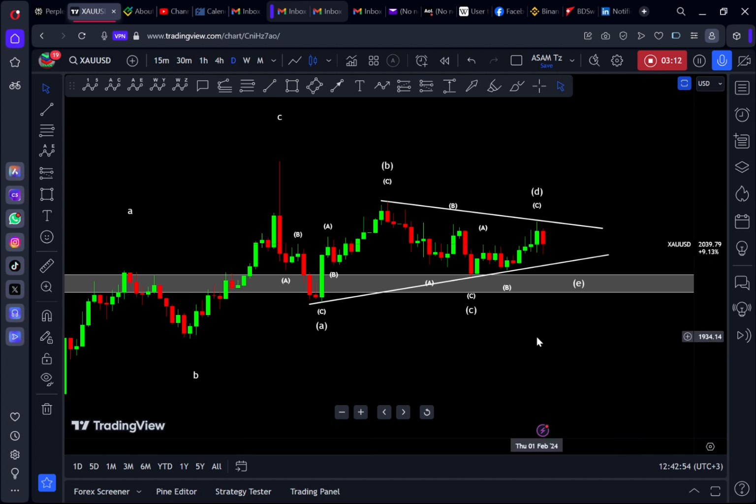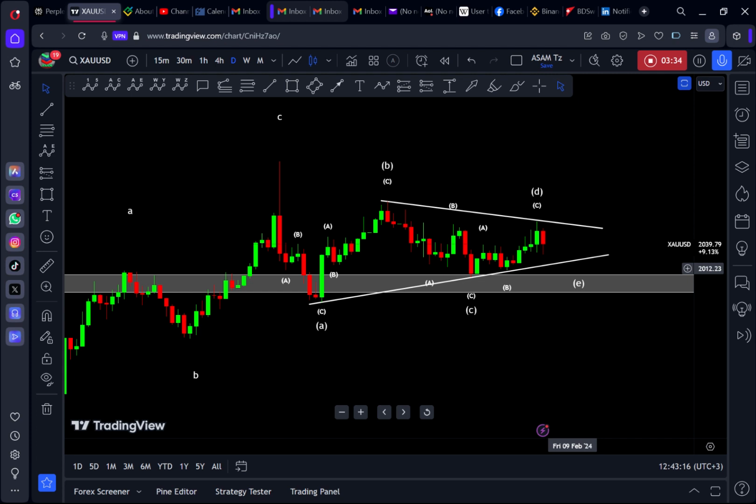In most cases, the major idea in the daily time frame is the triangle formation. We have a triangle at this region, and this is A, B, C, D, E. In most cases, I expect to see wave E down. That is the general projection in the daily time frame.